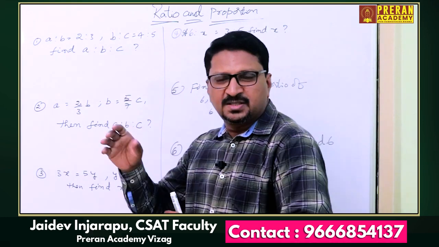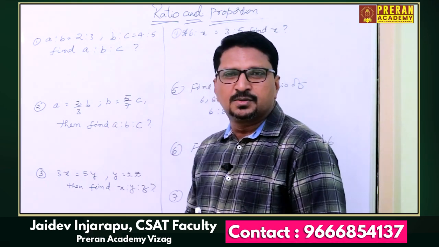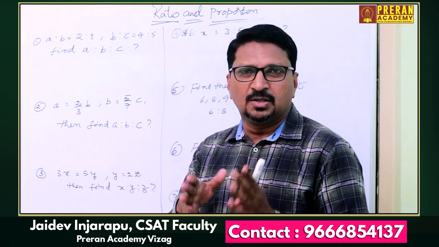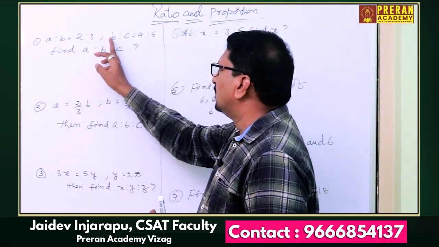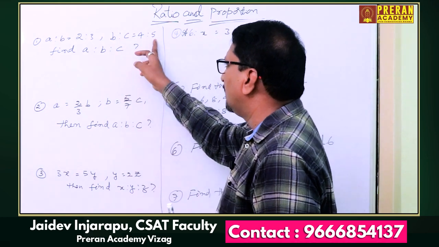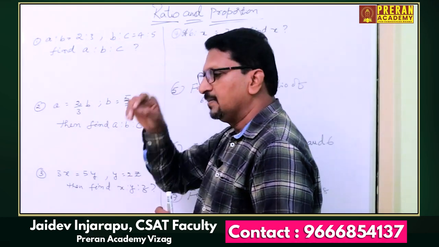I have given some questions, so different models we are going to solve. So far we have seen the concepts. Now the first model is A is to B equals 2 is to 3 and B is to C equals 4 is to 5. Then find A is to B is to C.